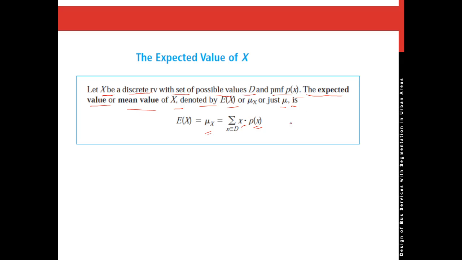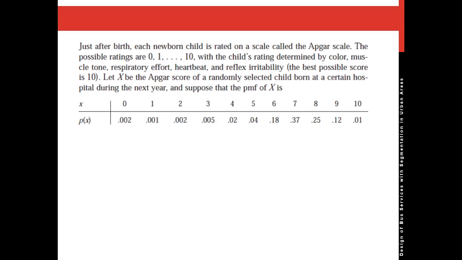That means E of x is actually summation over x into p of x. So we will multiply each x value into the corresponding probability. Okay. So we will go through an example. Just go through this example.